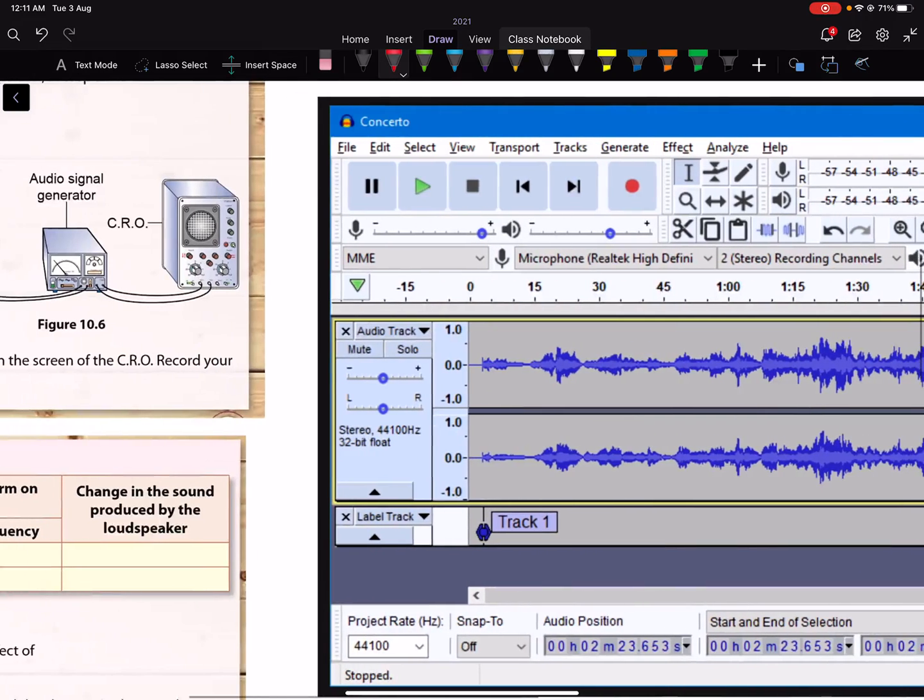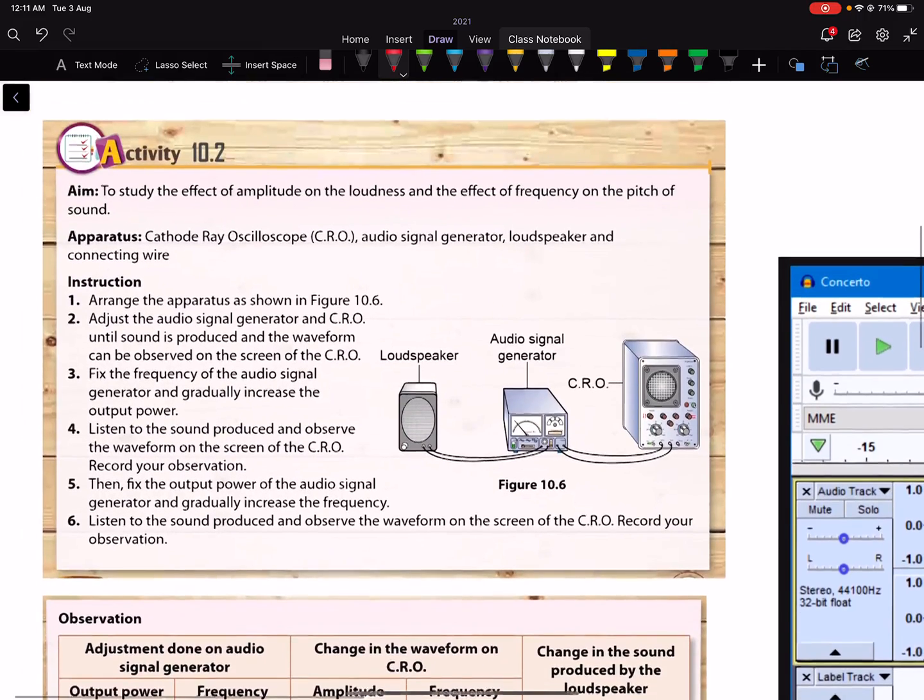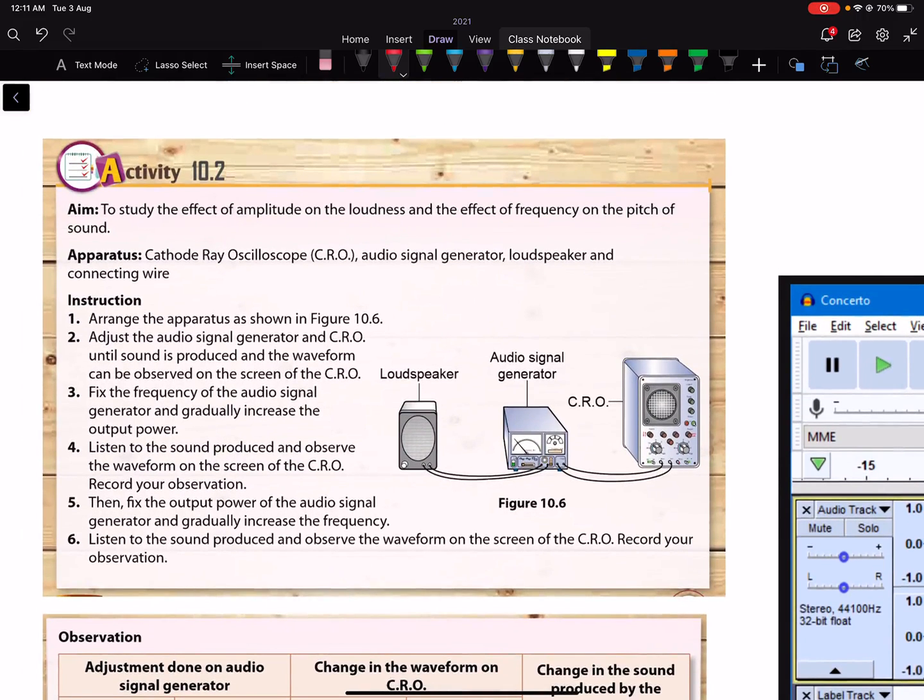But before that, let's have a play at this activity. The aim of this activity is to study the effect of amplitude on loudness and the effect of frequency on pitch. So they want to see the amplitude and loudness, and frequency and pitch.